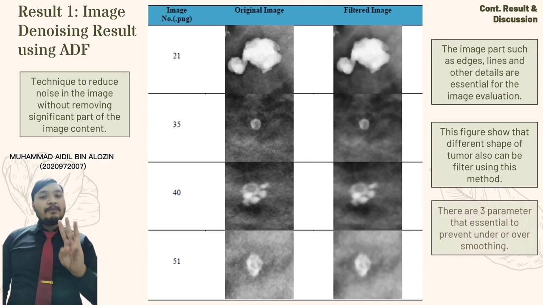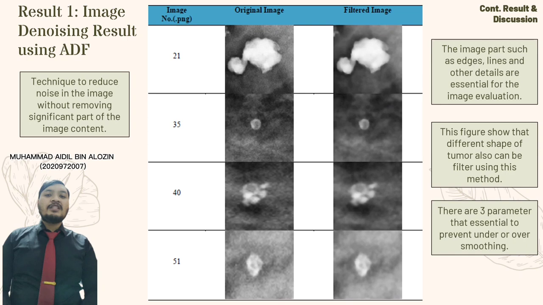The 3 parameters that had been discussed in this project methodology are essential to prevent over or under smoothing when the filtering process is done. Therefore, the noise in the mammogram image has been reduced by the anisotropic diffusion filter, and this will help the segmentation process carry out perfectly after that. Hence, the first objective of this study has been achieved.